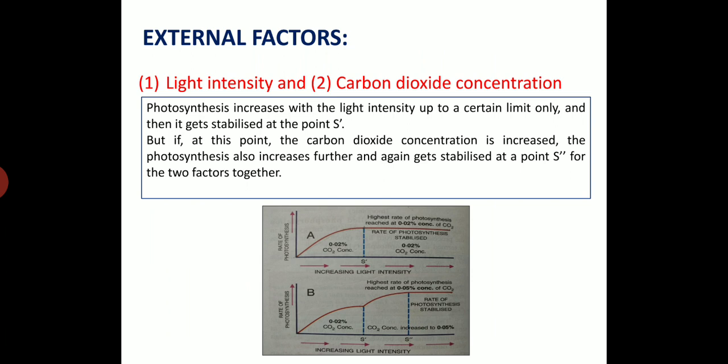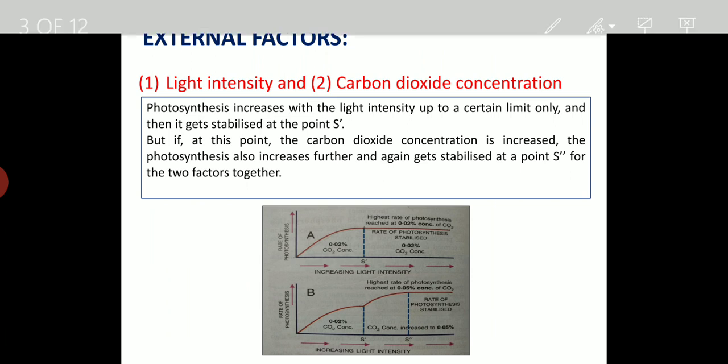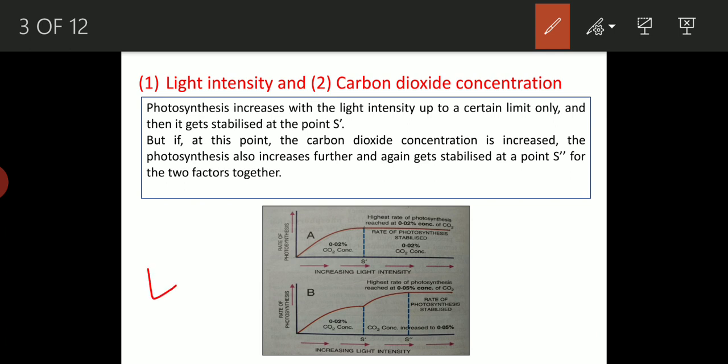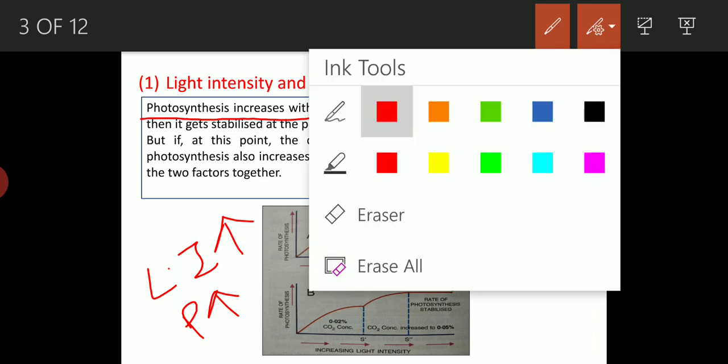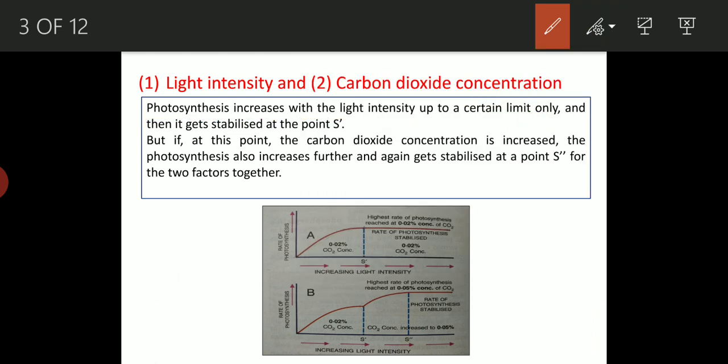Now, it is obvious that we will all think that if the light intensity increases, then the rate of photosynthesis will also increase, right? Obviously we will think that. Now, photosynthesis does increase with the light intensity, but it increases up to a certain limit. See here in the diagram.